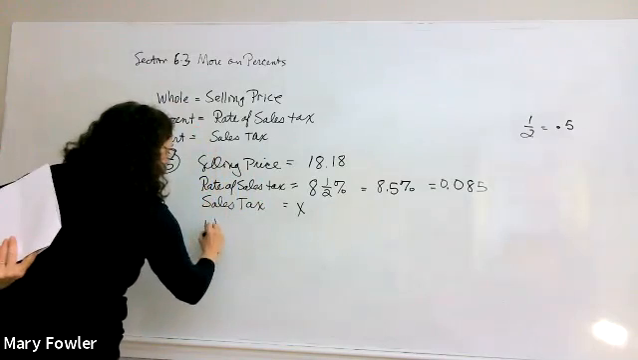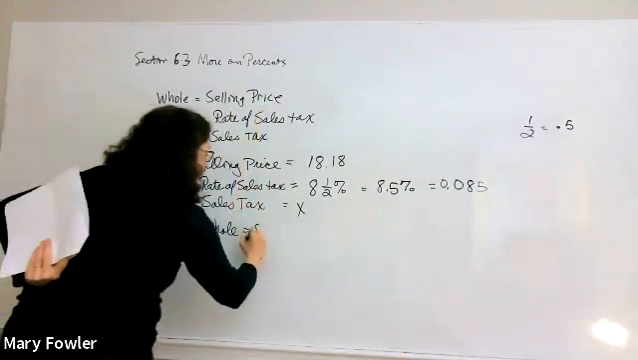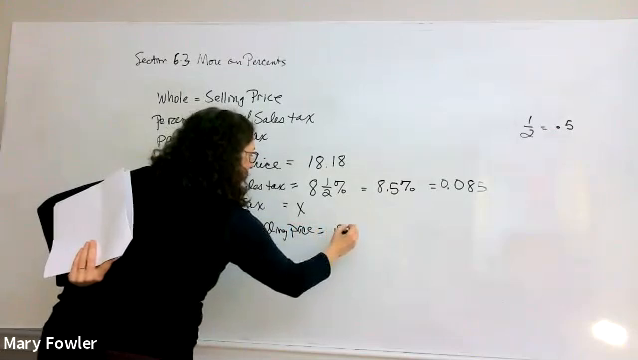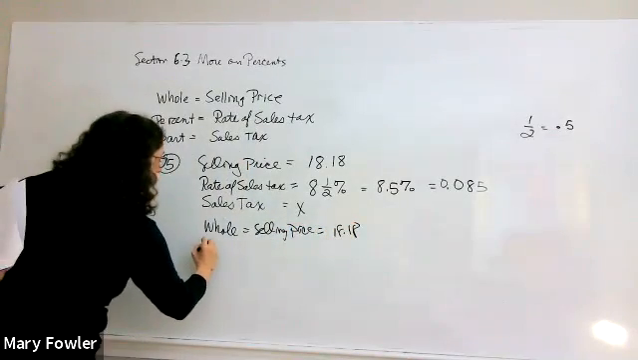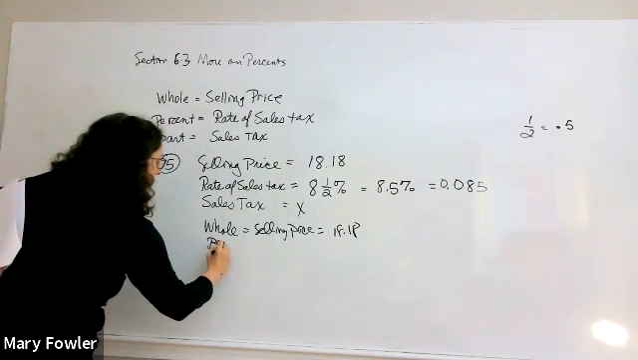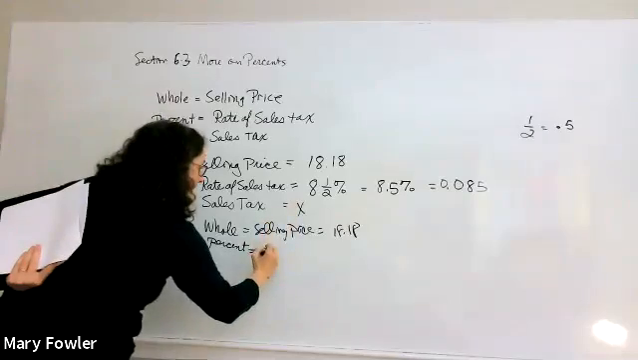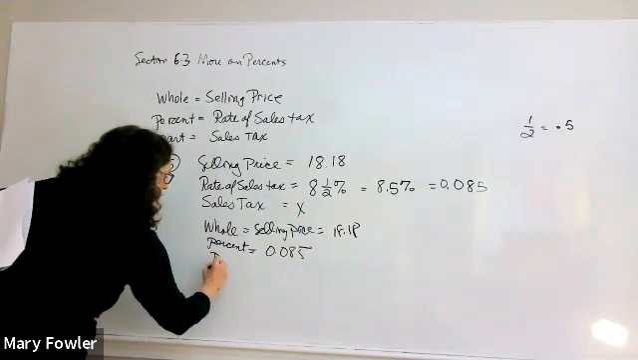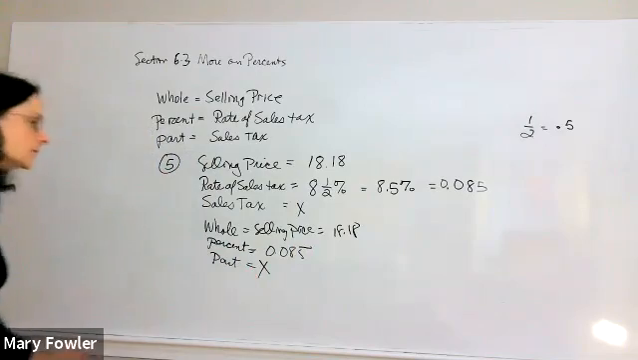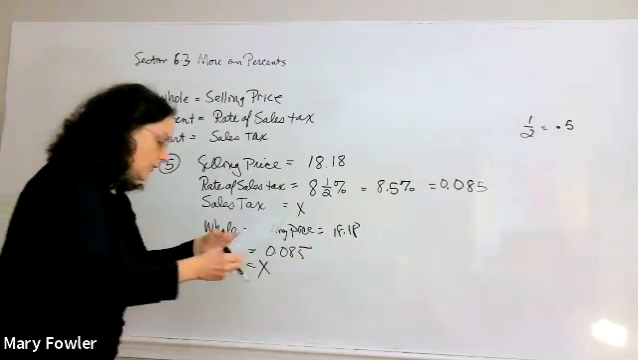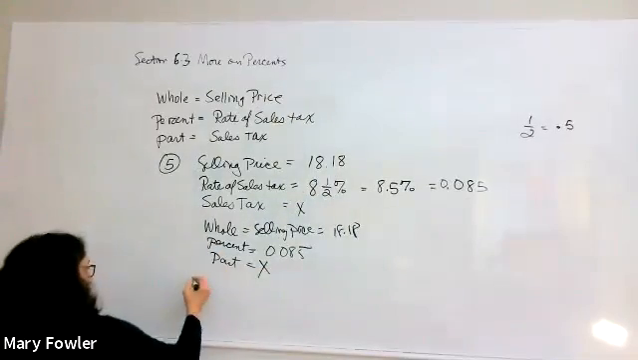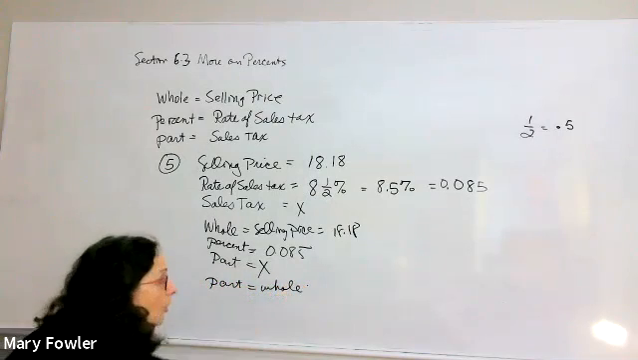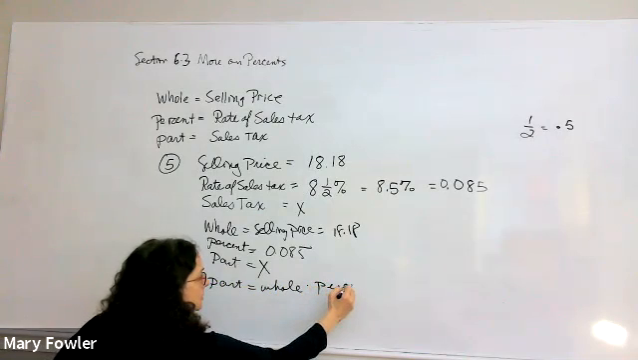Okay. Now we're going to set up our percent equation by identifying, well, we have the whole, right, which is the selling price. And that's 18.18. And then the percent, right? So we have that as 0.085. And then the sales tax, or the part, is my X. So let's set up the percent equation. We have X, we have part is equal to whole times percent.